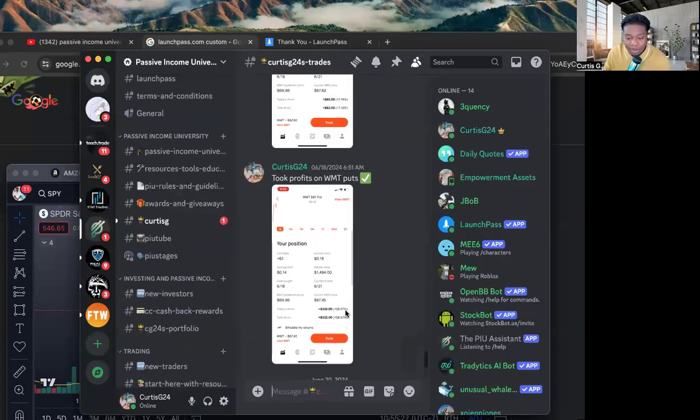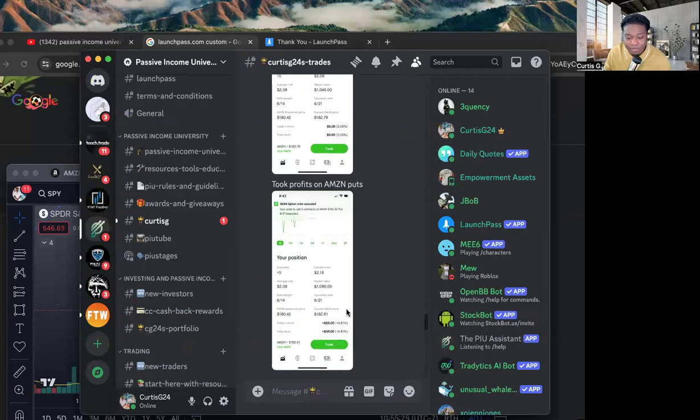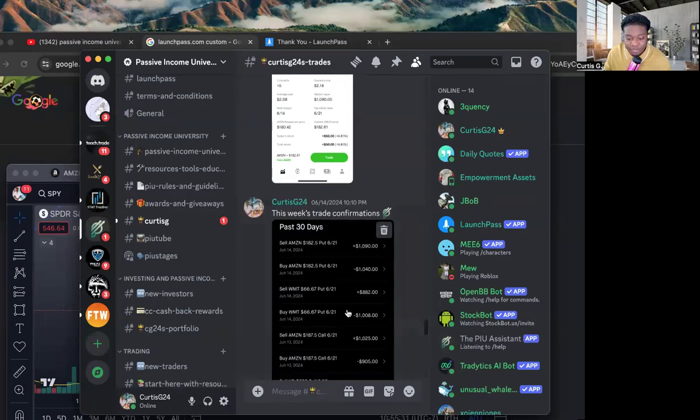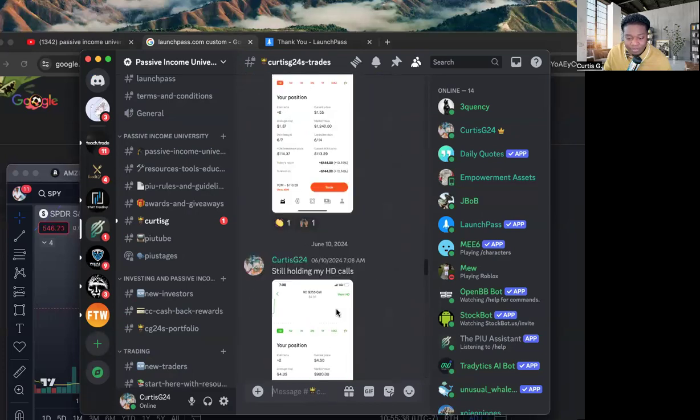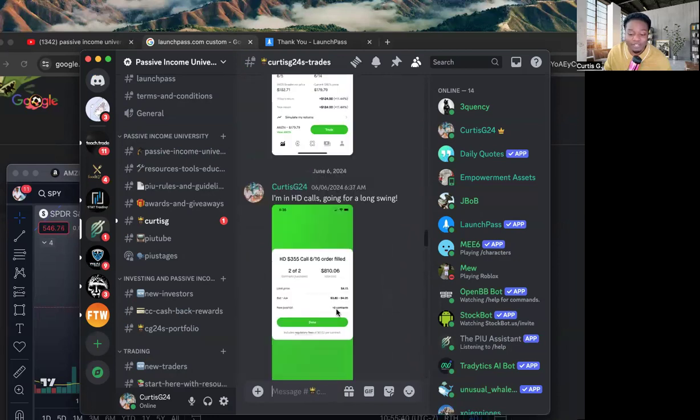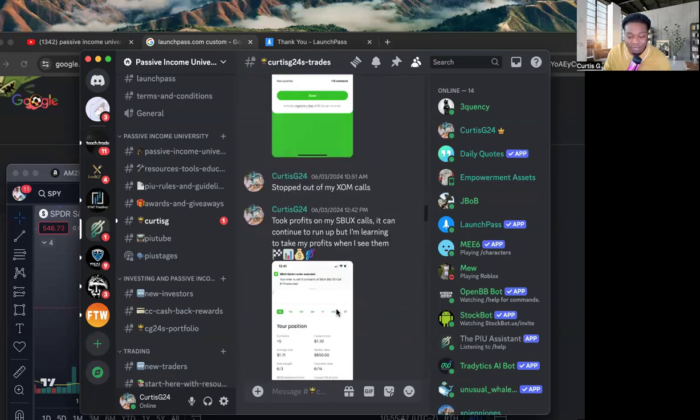So you can see here's all my Robinhood screenshots, primarily in Robinhood. I put my trade confirmations, everything like that. At the end of each week, I put all my trade confirmations into the Discord. Robinhood, Robinhood, Robinhood. All right. And I want to show you.